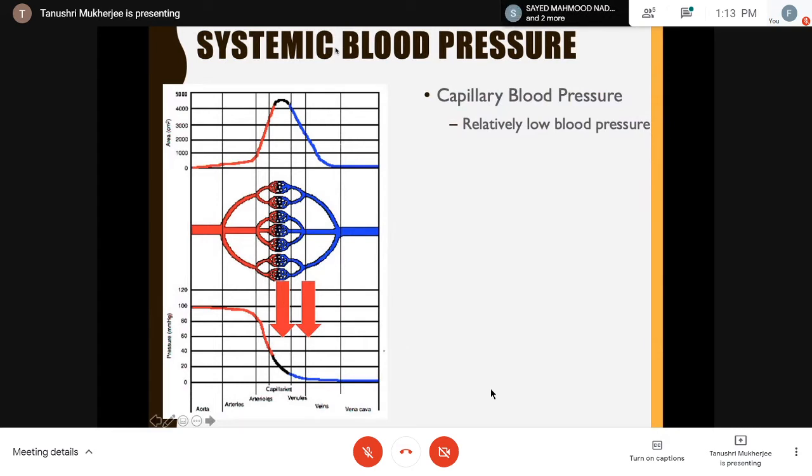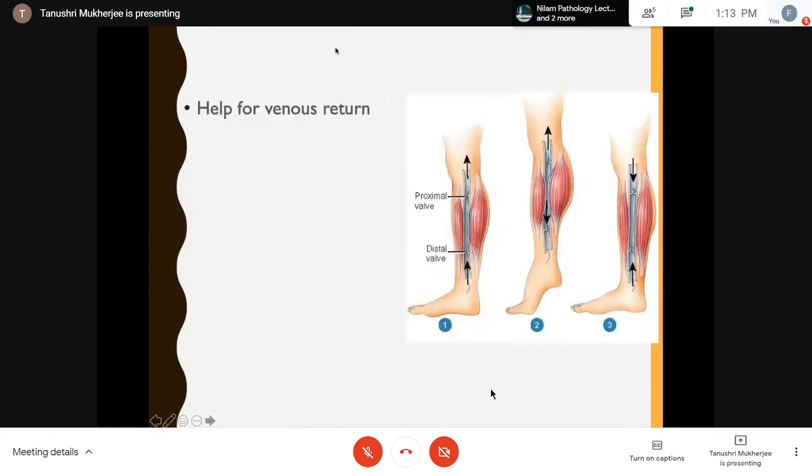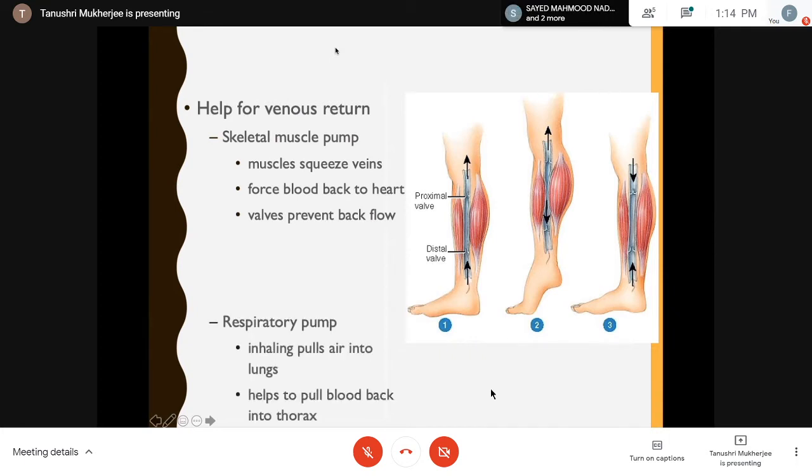Then the capillary blood pressure, it's a relatively low blood pressure. Capillaries are fragile and high pressure tears them up, and capillaries are very permeable. Then two mechanisms which help for venous return are the skeletal muscle pump and the respiratory pump.